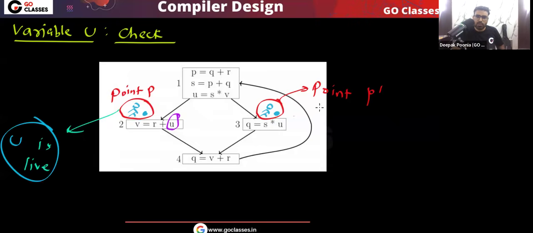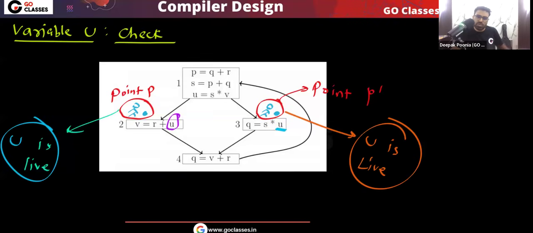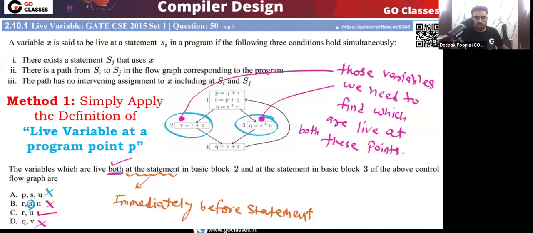Very simple. What about point P dash? Here you can see, is there any path starting from P dash where U is used before it is defined? Yes, immediately U is used. So here also U is alive. So U is alive at both point P and P dash. So definitely your answer must contain U. So finally I can say the answer is option C. I hope you understood. The remaining variables also you can check if you want.